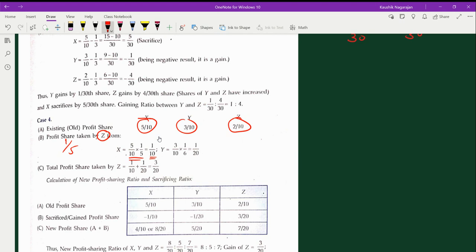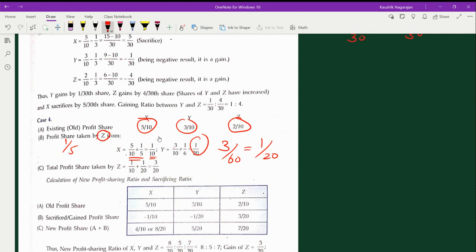Similarly, for the partner Y, the old ratio was 3 by 10 and it's going to be 1/6 of 3 by 10. So 3 into 1 is 3, and the base 10 into 6 will be 60. So that means 3 out of 60, which is nothing but 1 by 20. That's how you got 1 by 20.